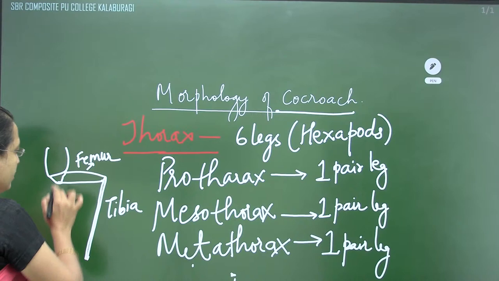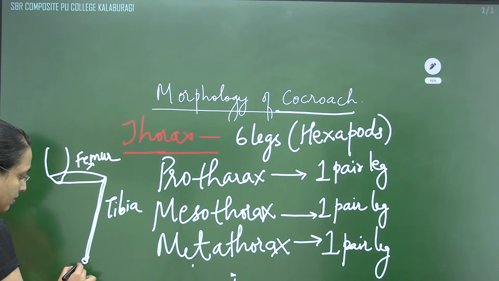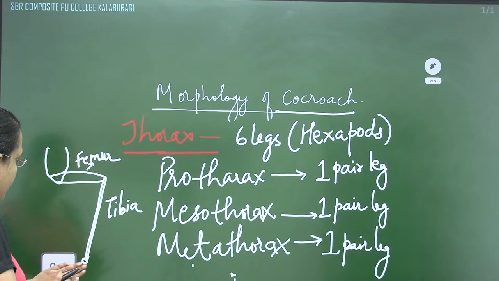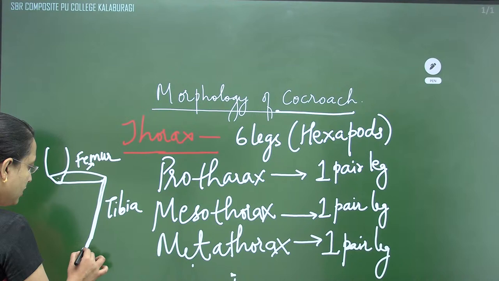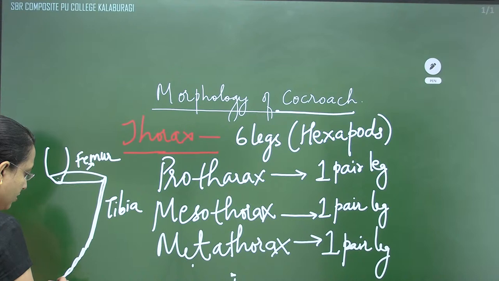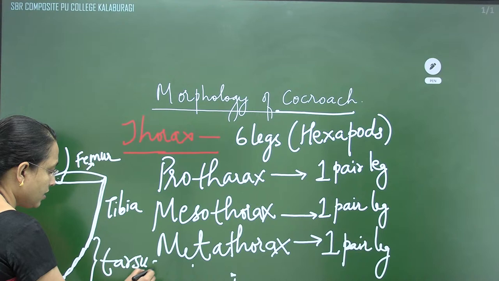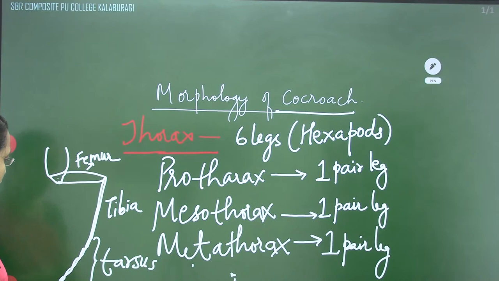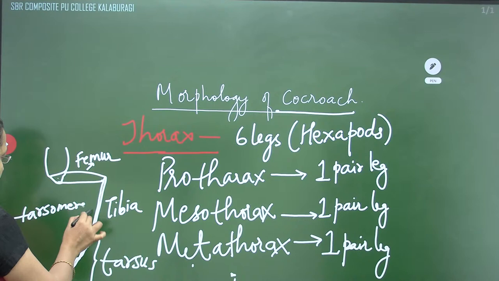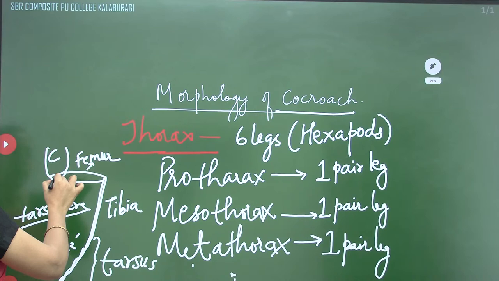So 1, 2, 3, 4. Then the last segments will be called tarsomeres, or tarsus, together forming the tarsus. This portion is the tarsus, like a foot of a cockroach. It has a total of 5 segments called tarsomeres, 1, 2, 3, 4, and 5. Each segment will be named a tarsomere. So coxa, trochanter, femur, tibia, and tarsus.